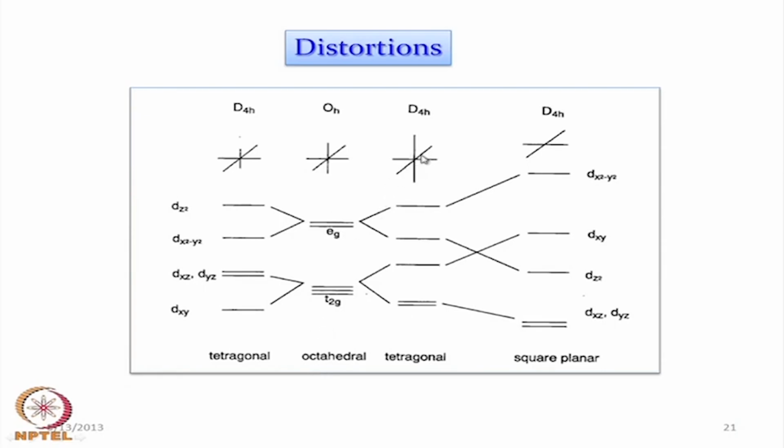And when we try to elongate this along the z axis, that means the z-out situation, the interaction along z is less, which will give rise to the stabilization of the dz square orbital. So this is dz square and this is dx square minus y square. And the situation for the T2g set is also different. So the T2g set will undergo splitting for tetragonal elongation.